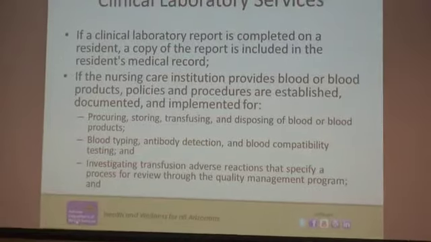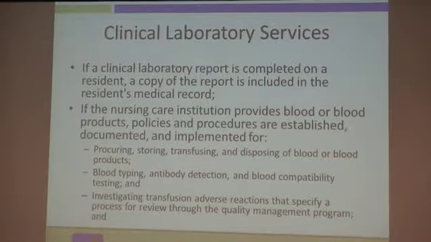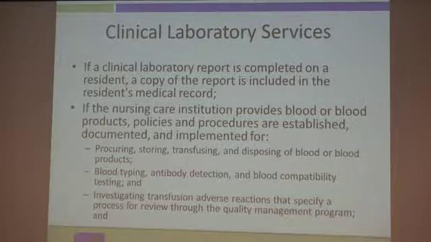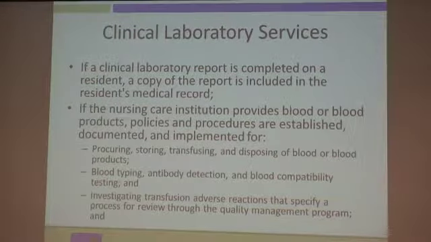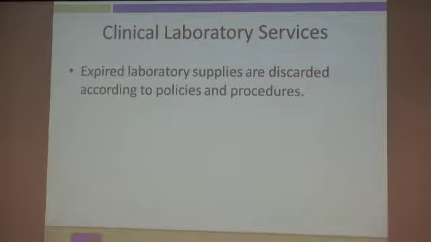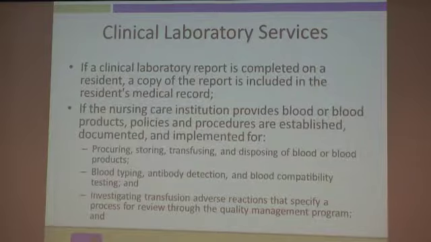We're talking about blood products. If you're going to transfuse blood or blood products, you have to have, again, policies and procedures regarding procuring, storing, transfusing, blood typing, antibody detection, investigating transfusion adverse reactions. The question was they didn't think they could give blood. Now the new rules say that you can give blood. You just would have to have all this in place. And again, remember, training and everything else would have to be in place too if you were going to be transfusing.